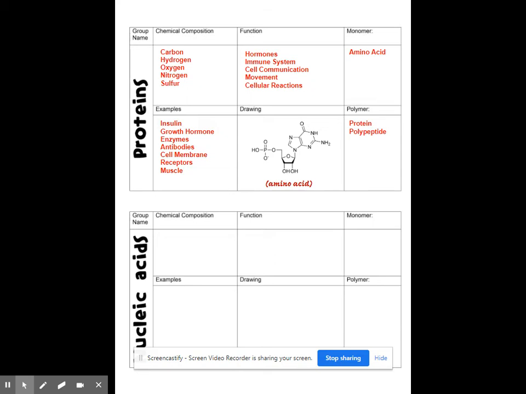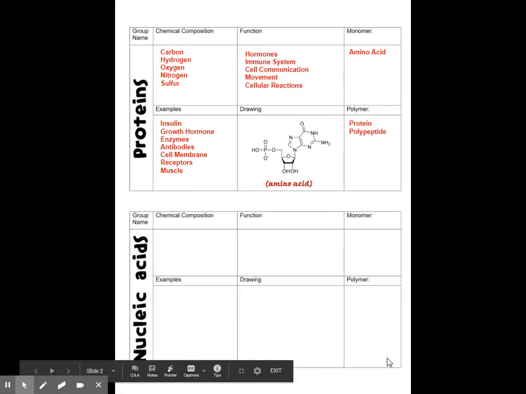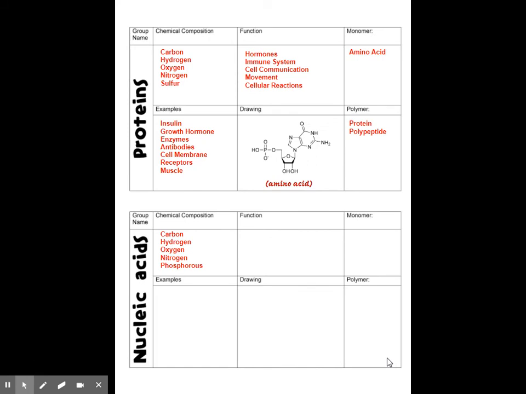And then moving on to nucleic acids. They're made up of carbon, hydrogen, oxygen, nitrogen, and phosphorus. Their main function is to store genetic information, and then there's another one that is an energy molecule. The monomers are called nucleotides. Nucleotides, you can even add this here, are made of a sugar, a phosphate, and a base.